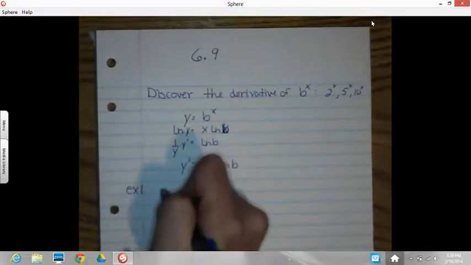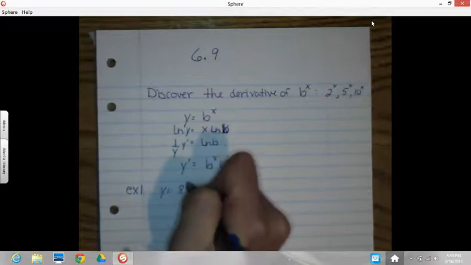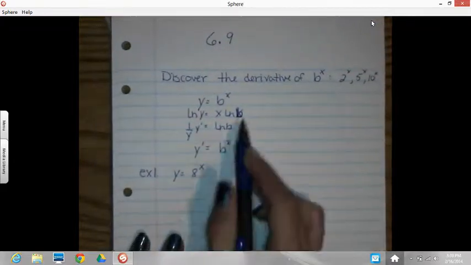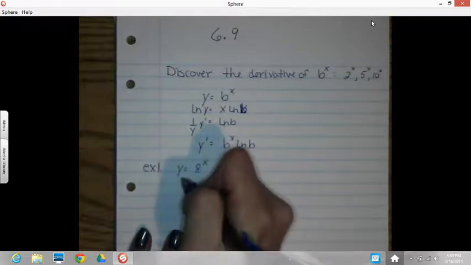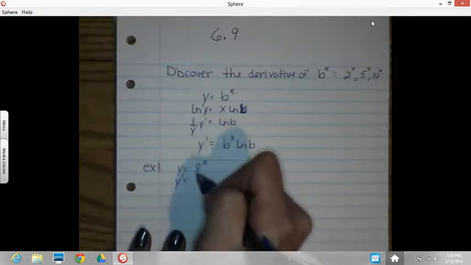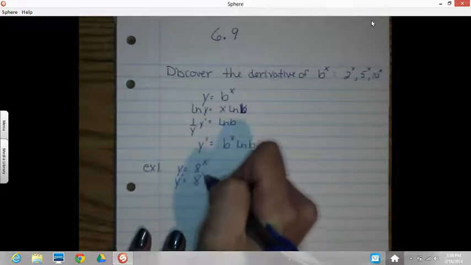So I had y equals 8 to the x. Hopefully you don't have to go through the long way here. You can just know, oh yeah, I've got this rule on my blue sheet. Y prime will equal 8 to the x times the natural log of 8.